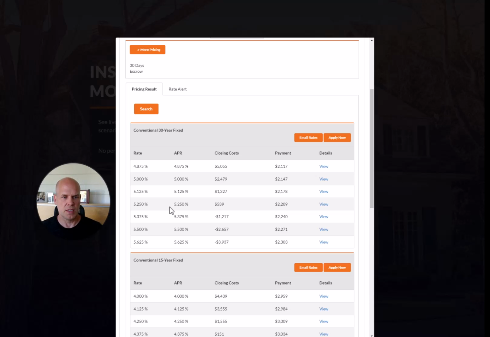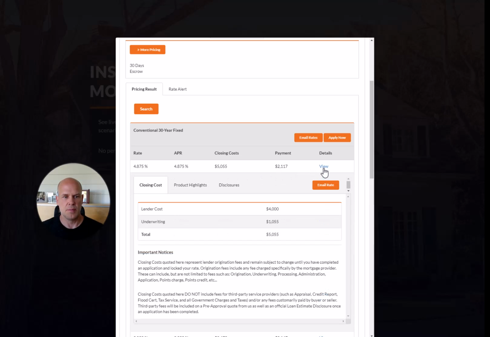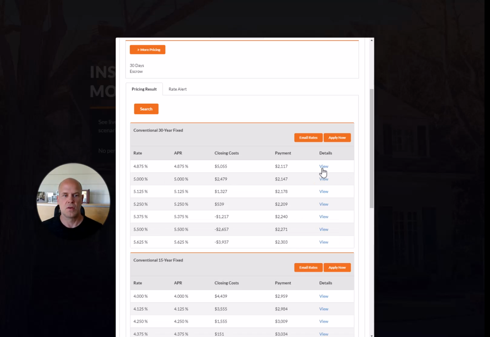Well, if we wanted to get a little better rate, let's say we wanted to go all the way down to 4.875. Well, we can see the fees go up because we have our underwriting fee, and then we also have points, some additional lender cost to be able to get that rate. So our total ends up being $5,055. Okay, so one good way to think about this is today's price. Your price to get that interest rate.